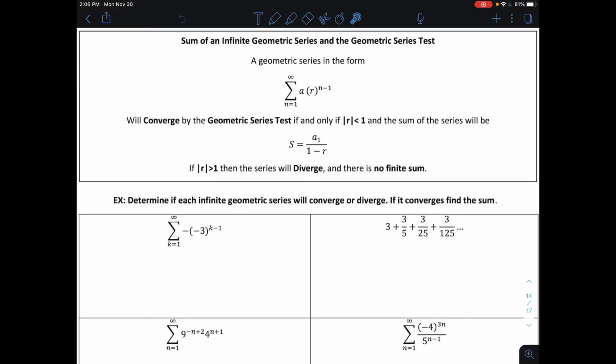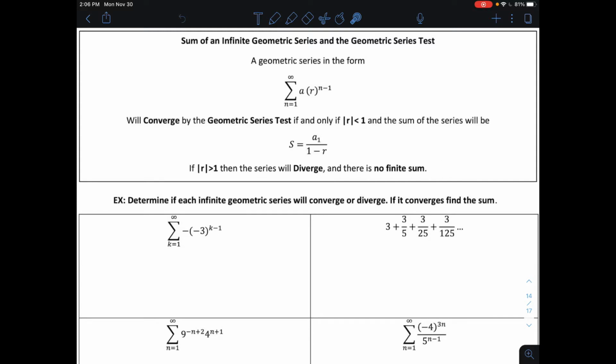In this video, we're going to look at ways to find the sum of infinite geometric series. And we're going to do so by doing the geometric series test. And we're going to confirm these sums, or whether or not the series converges or diverges, by looking at the graph of the partial sums in Desmos.